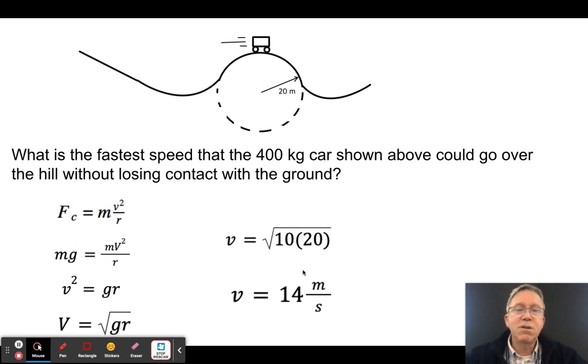And so I can just substitute into that, and I can find that 14 meters per second is the fastest I could travel over the top of a hill that's got a 20-meter radius to it and still expect to stay on the ground. And Hollywood loves to have them go faster than that and go off the ground.